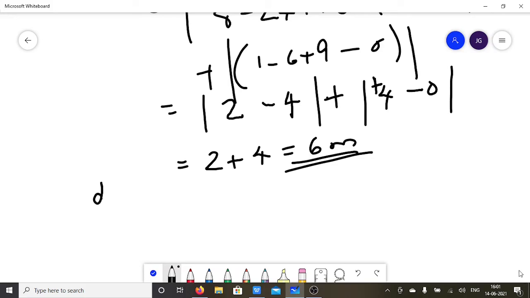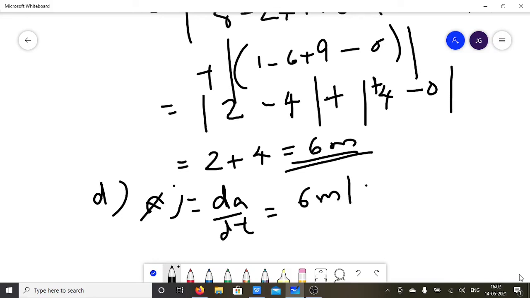Now we have the fourth part, the jerk function. J is equal to dA by dt, which is equal to 6 meter per second cube.